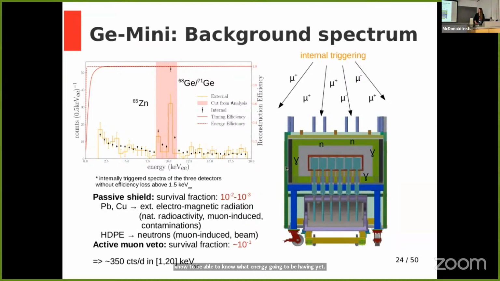Lastly, regarding the shield, we have this passive shield, which in the end we estimated as a reduction of 10 to the power of 2 to 10 to the power of 3, and then the active veto, so 10 to the power of 1, or 5%. And this results in about 350 counts per day in this region of 1 to 20 keV.